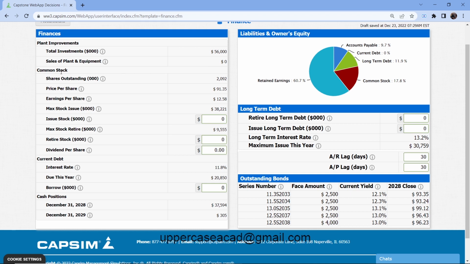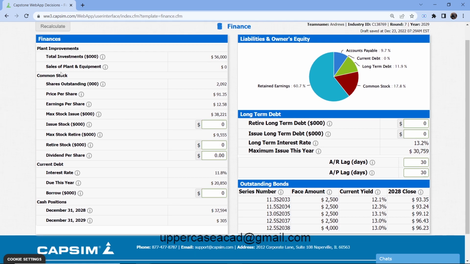Then common stock. Here under the common stock section is where you finance your company, and you can finance it through equity and retirement of equity. Here we have the shares outstanding. This is the total number of shares that you have. Ours is 2,092,000. Then we have price per share. This is the closing price of your shares. The earnings per share, ours is this one, and you should ensure that you are increasing these values and it's going as high as possible.